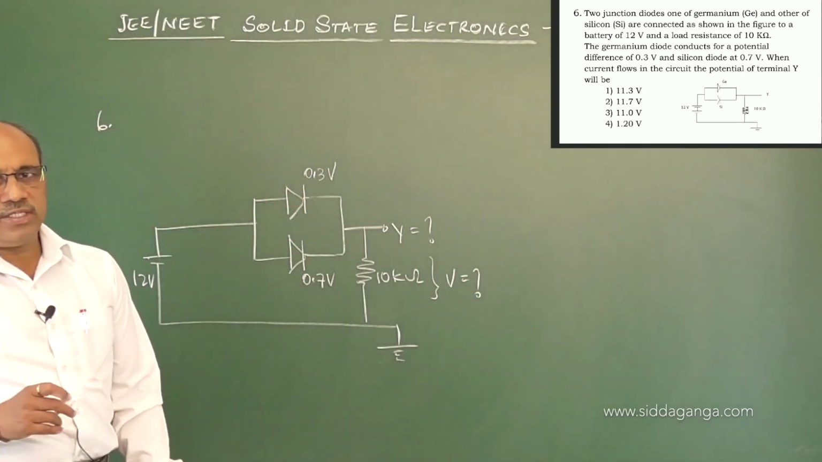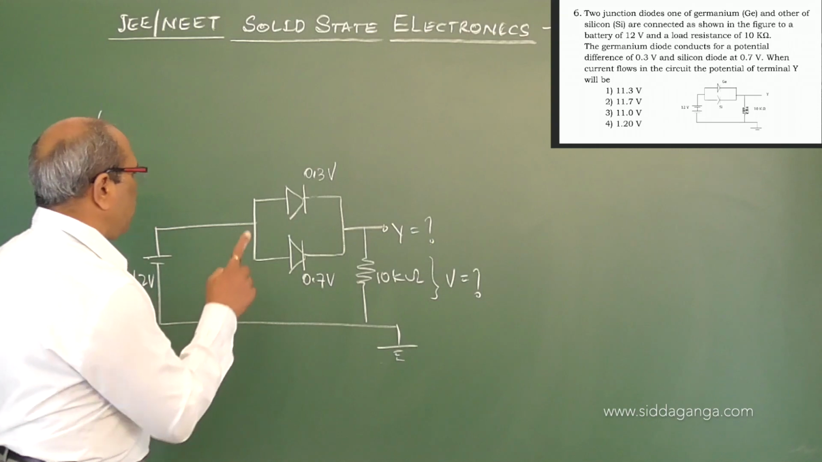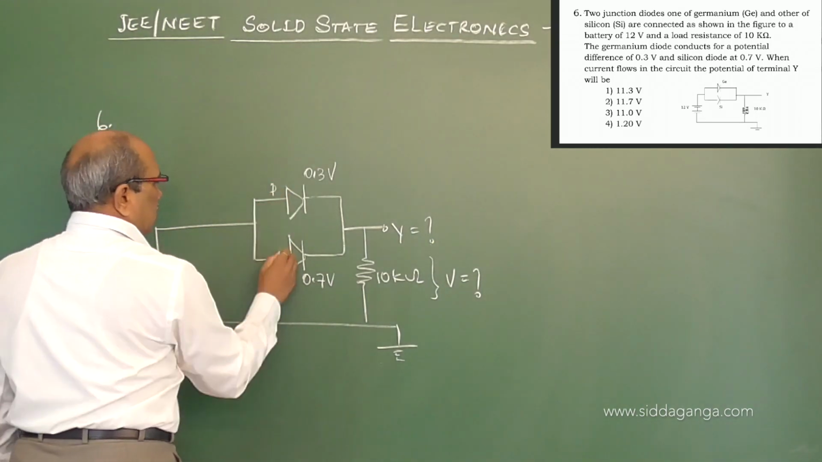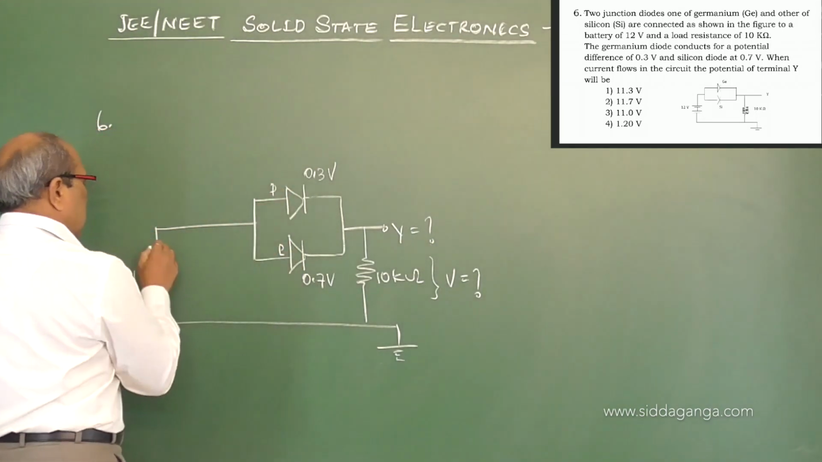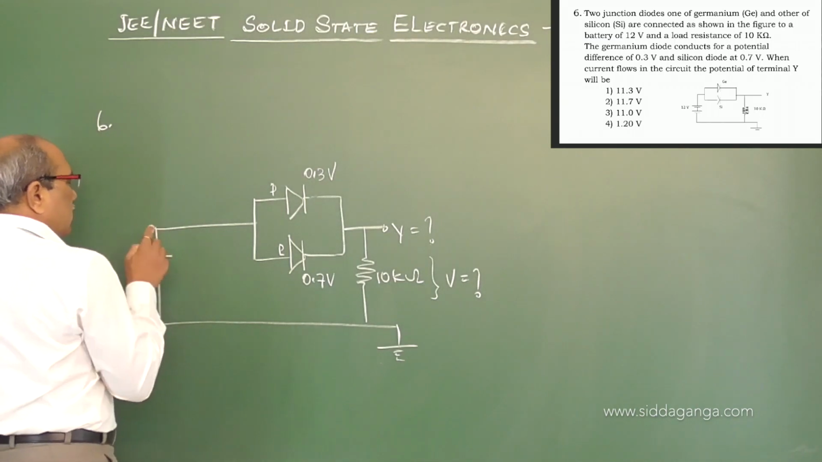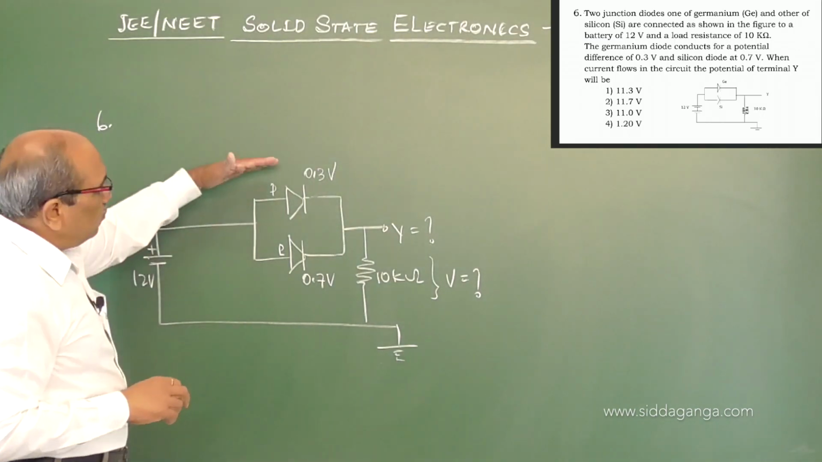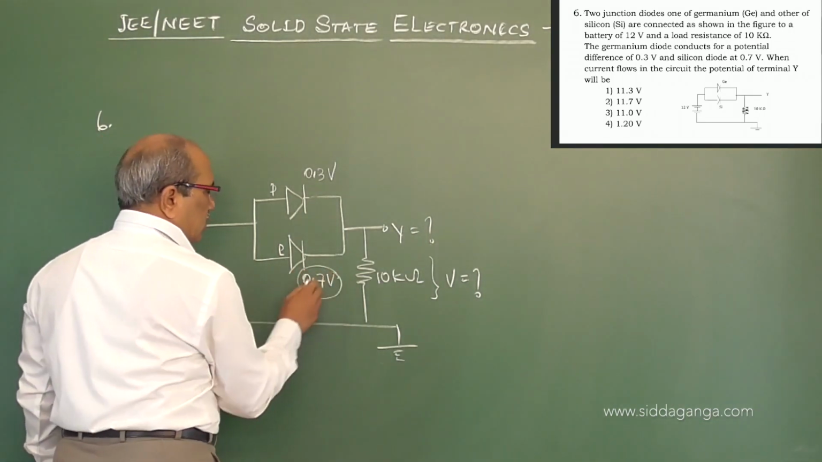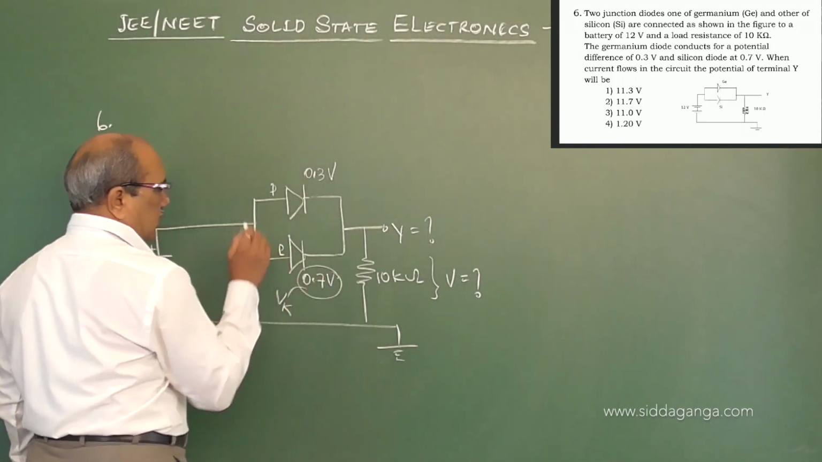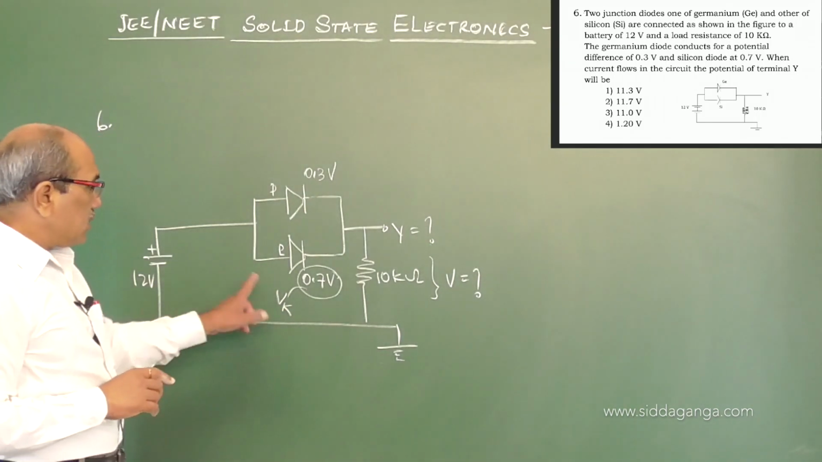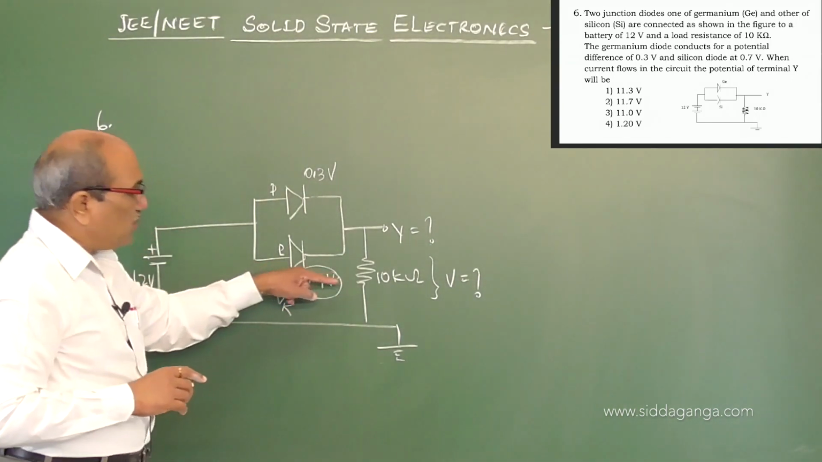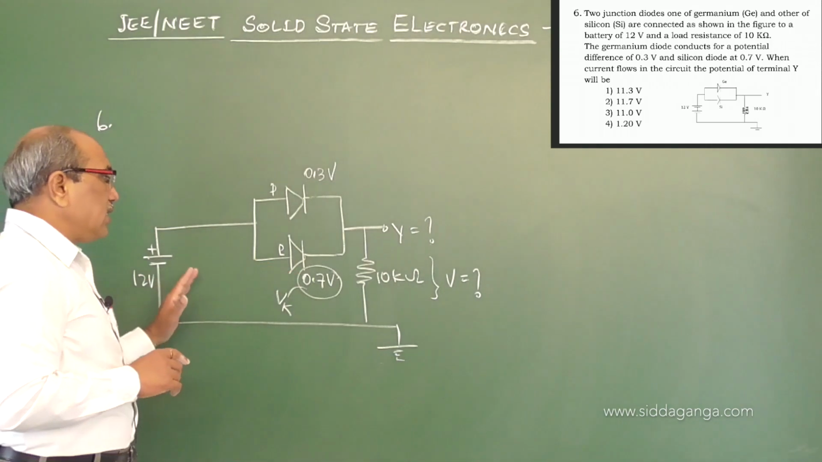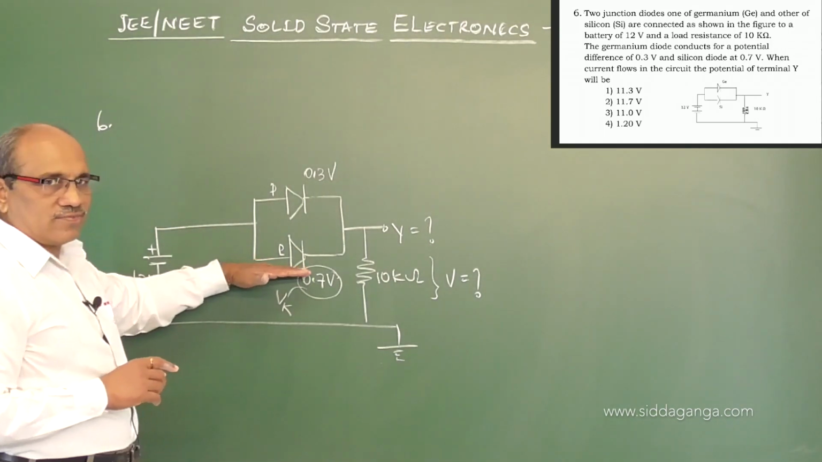One thing you remember, in this case both are in forward biasing because the P regions of the two diodes are connected to the positive terminal of the battery. Even though they are under forward bias, 0.7 is the knee voltage if I take silicon. Unless the voltage crosses 0.7, the current cannot establish in this.